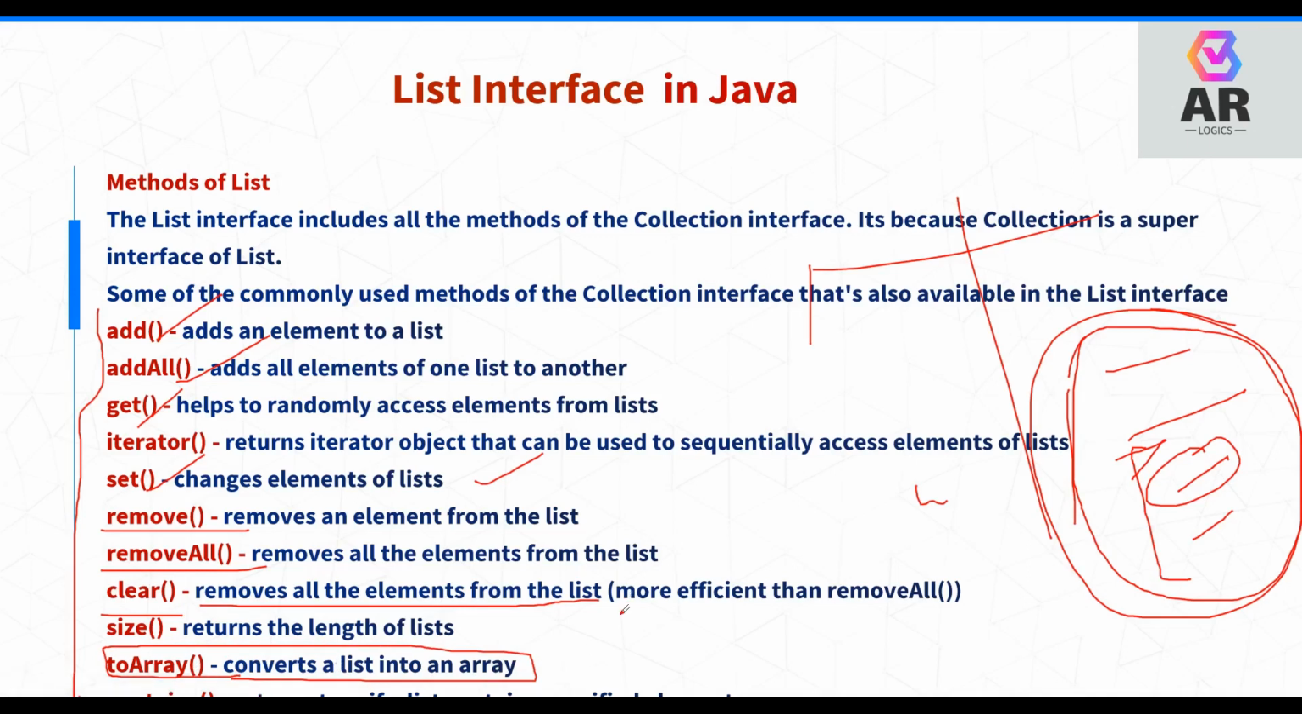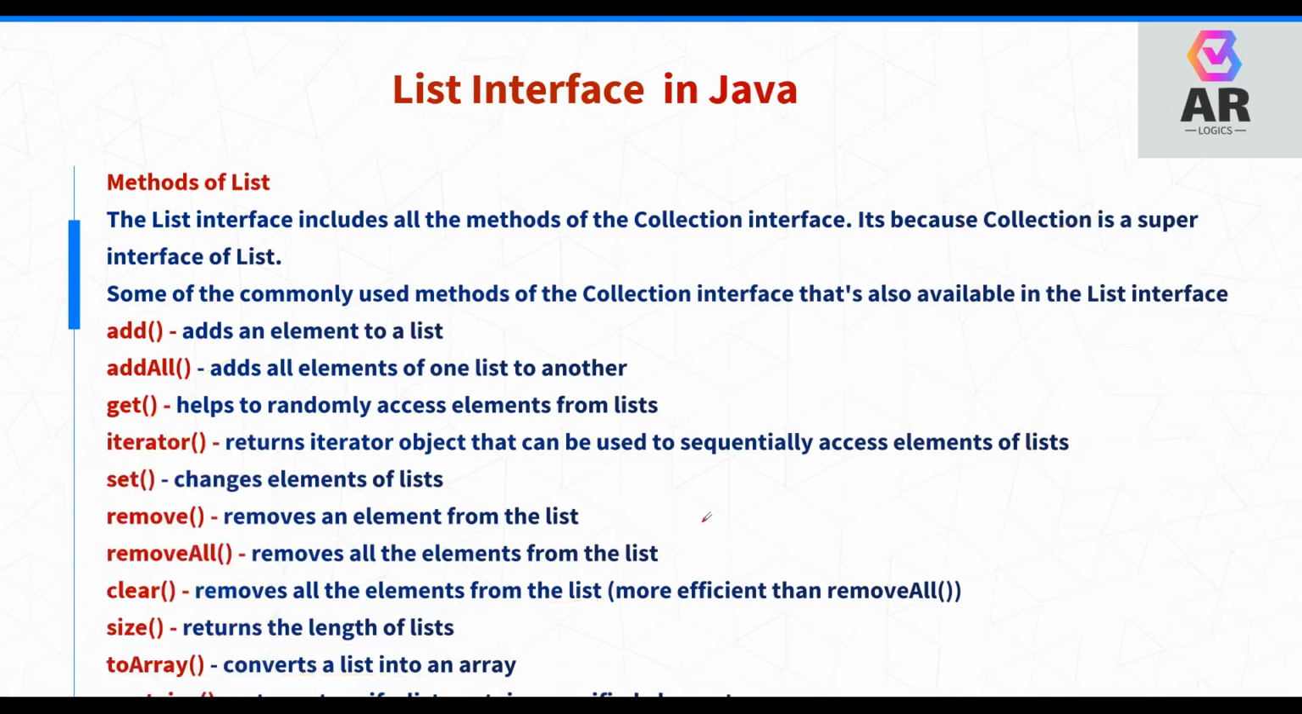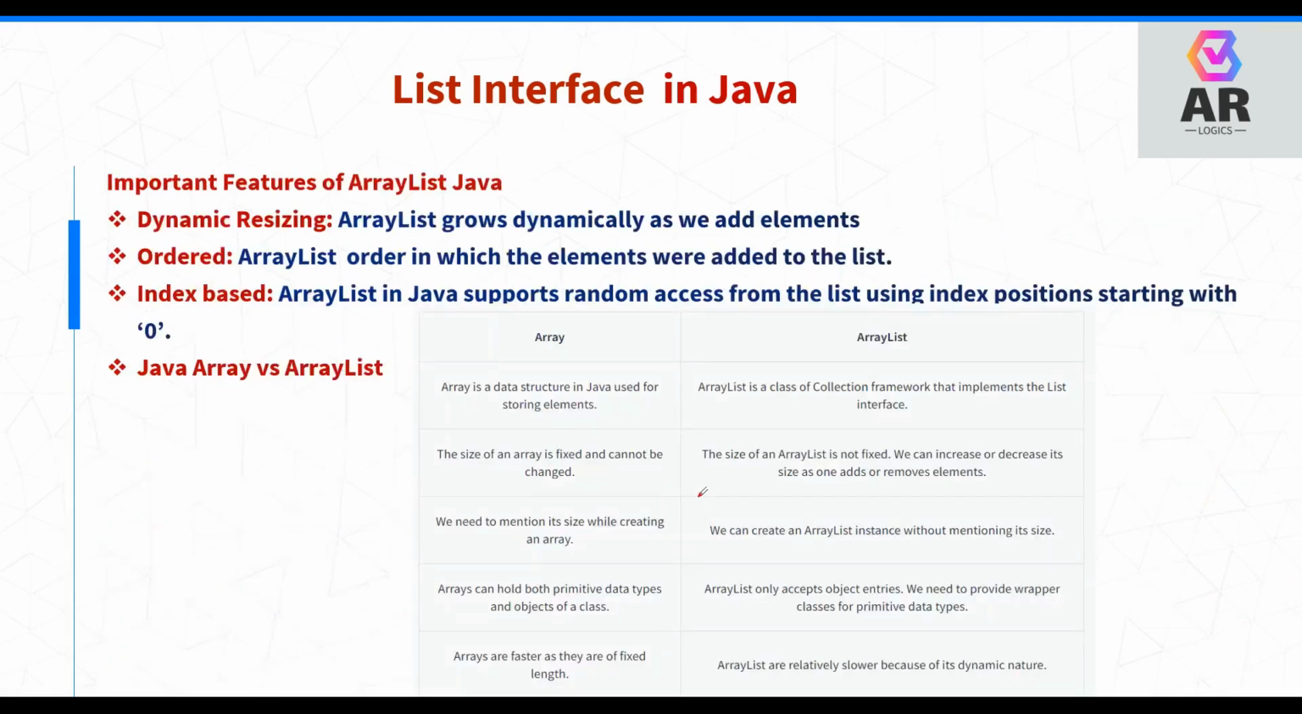Okay. Now, contains means we can check whether the specified element is there or not. Contains. Okay. These are the types of methods we can use.